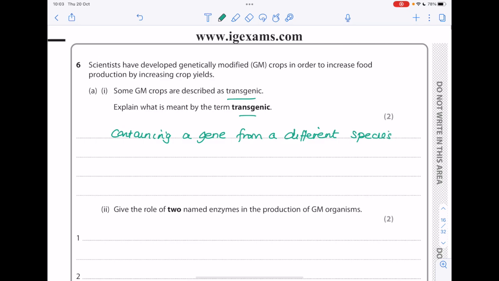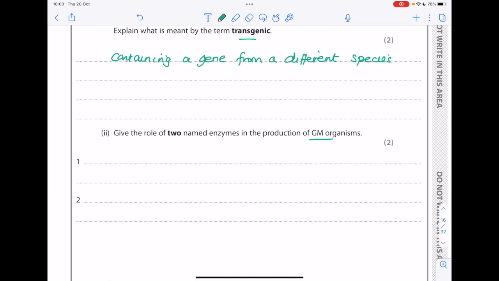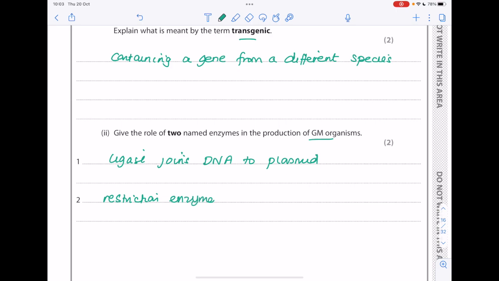Give the role of 2 named enzymes in the production of GM organisms. I want to talk really about the ligase enzyme and the restriction enzyme. Remember, the ligase joins DNA to the bacterial plasmid, whereas the restriction enzyme cuts the DNA.